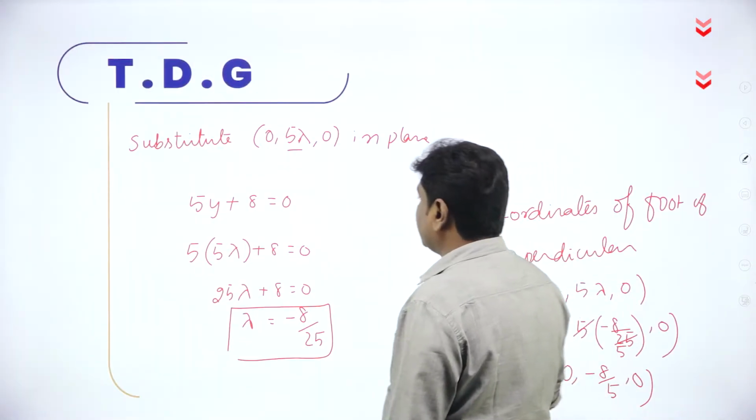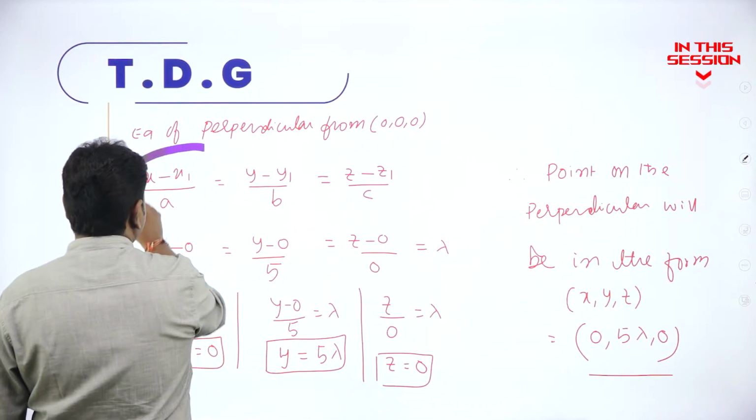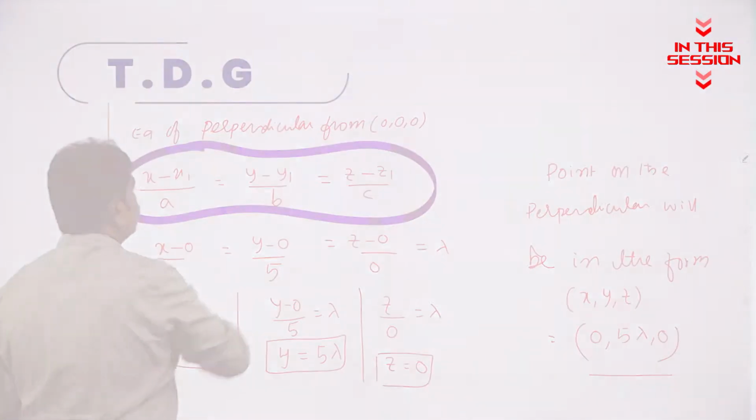In all the problems, the line will be in Cartesian form. What is the Cartesian equation of a line passing through a point?